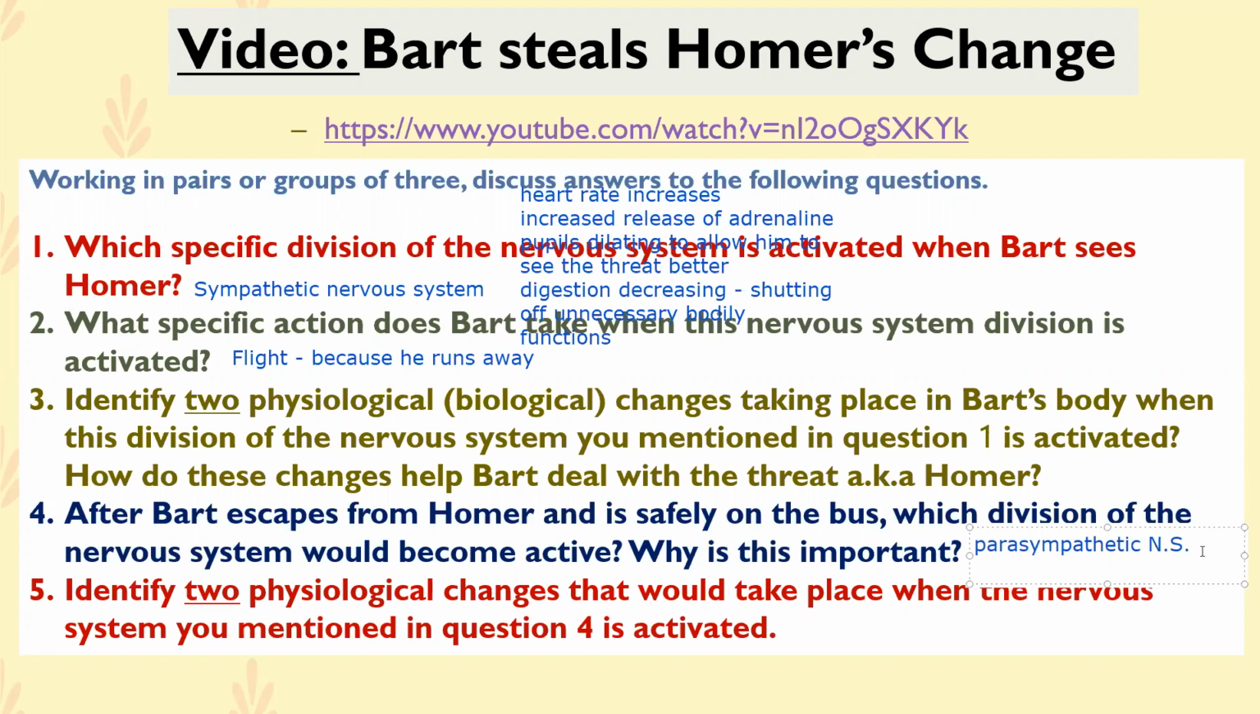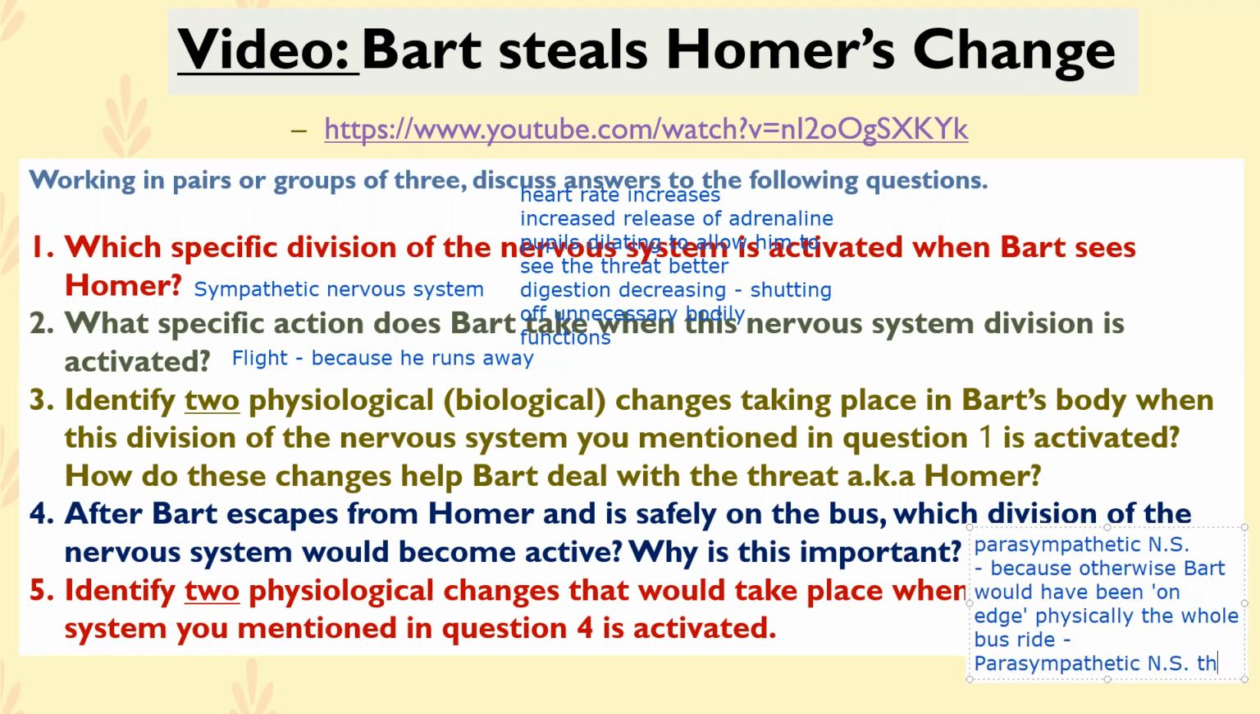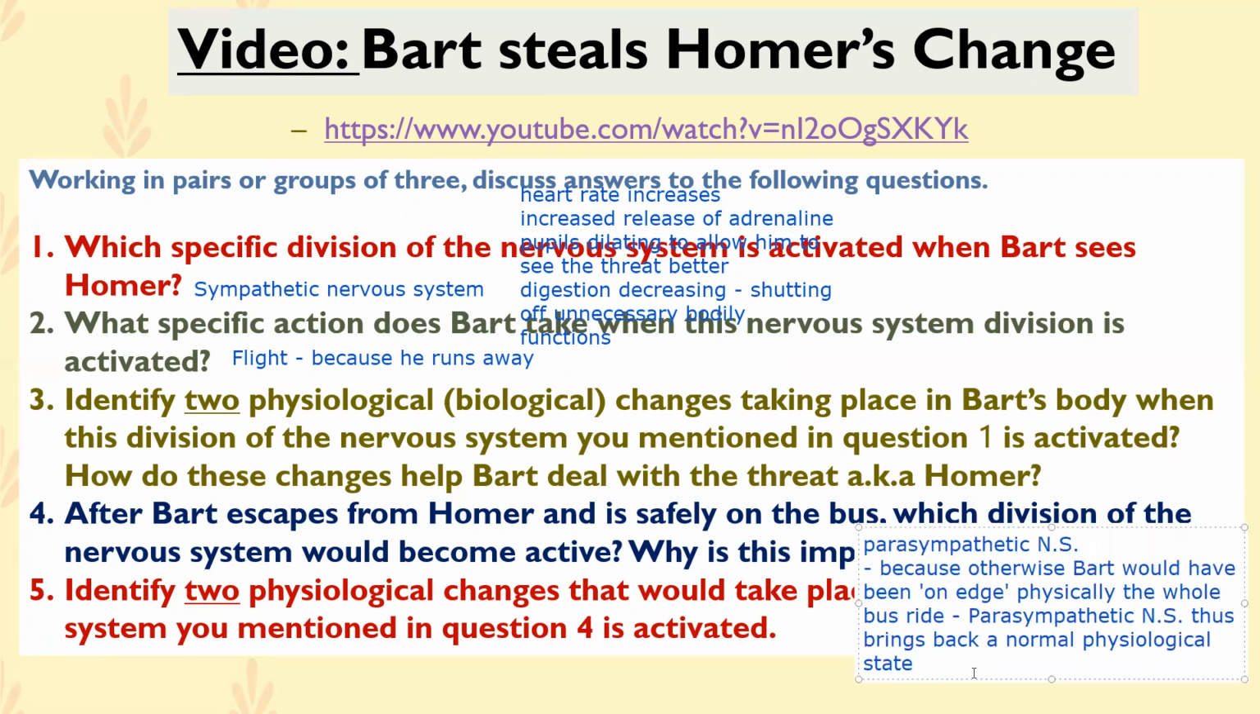Yep, the parasympathetic nervous system is important because otherwise Bart would have been on edge physically the whole bus ride. Okay, so we can say that the parasympathetic nervous system thus brings back a normal physiological state, or allows Bart's body to return back to a normal physiological state. Okay, so that's the basic idea there. Good work.